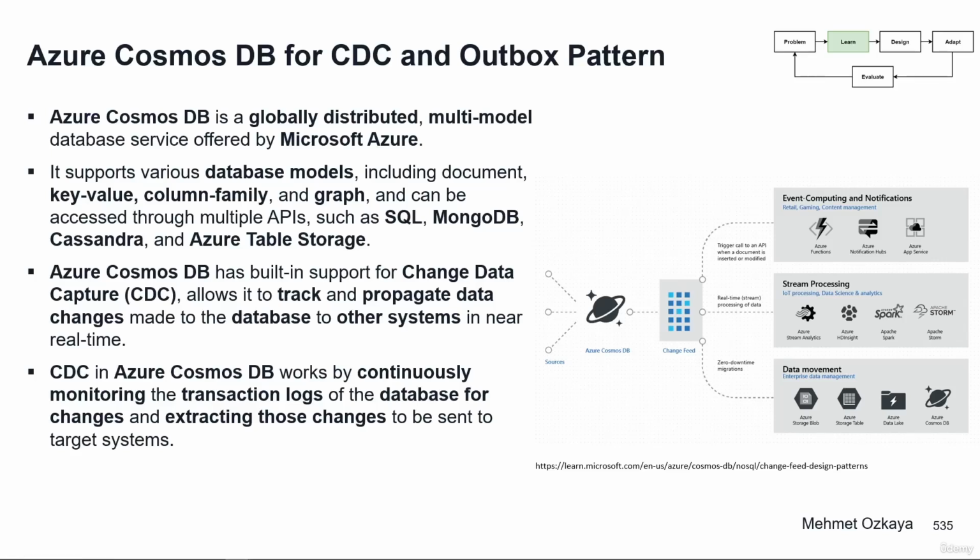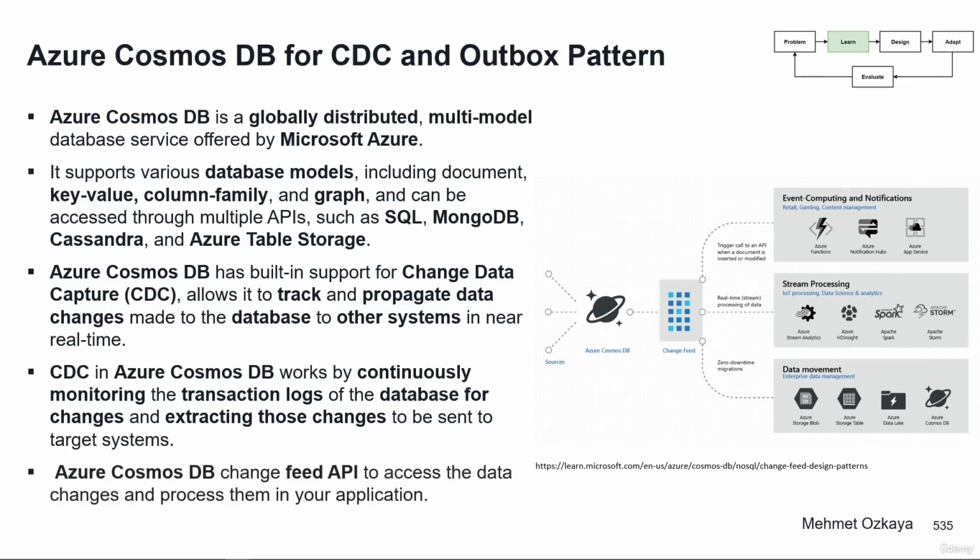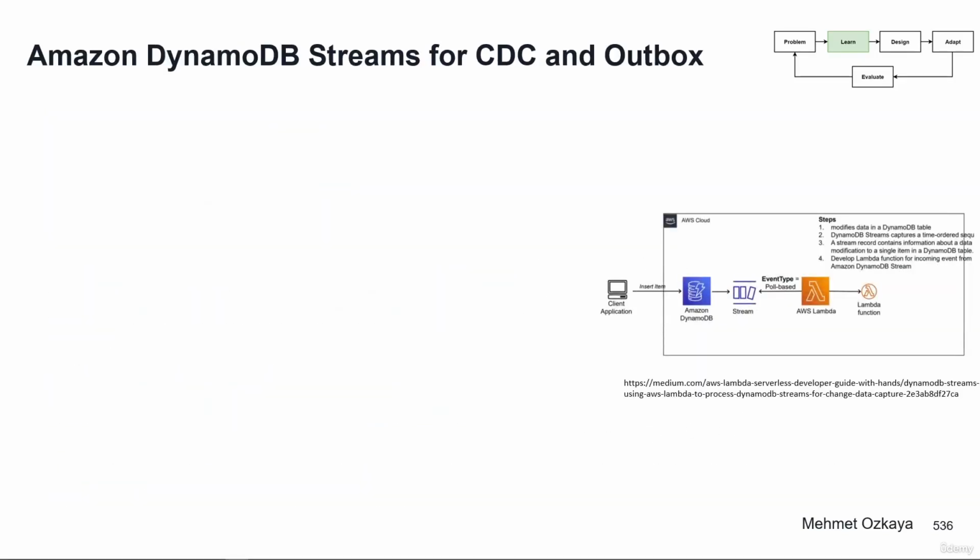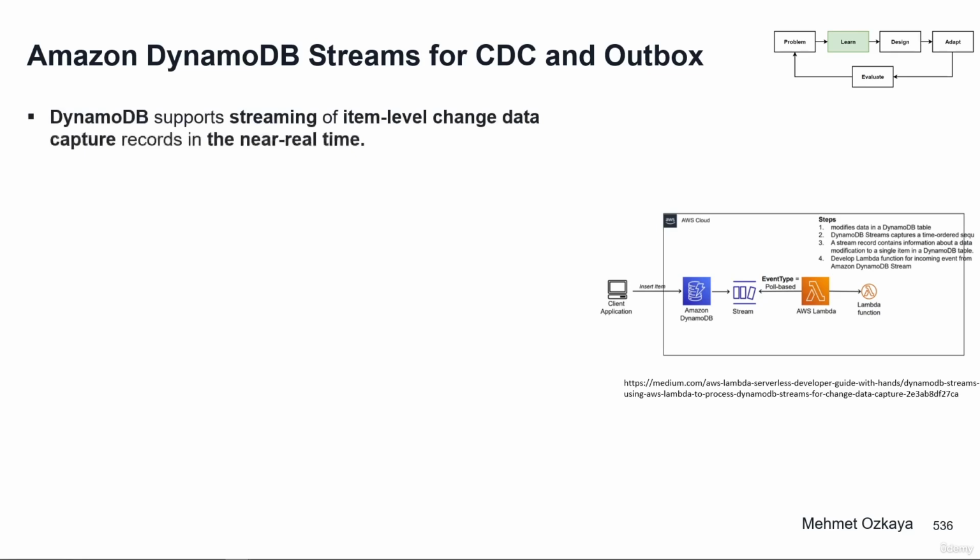Now we can go ahead and see another cloud database. Another cloud database which provides the change data capture is Amazon DynamoDB. And also Amazon DynamoDB has Streams API to provide fully functional change data capture and Outbox pattern. So what is Amazon DynamoDB? DynamoDB supports streaming of item level change data capture records in near real time.